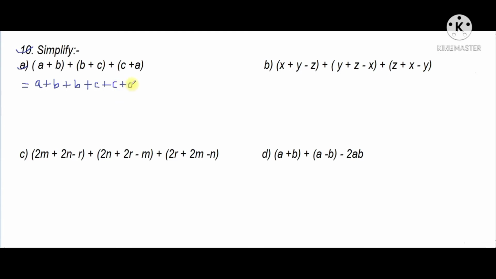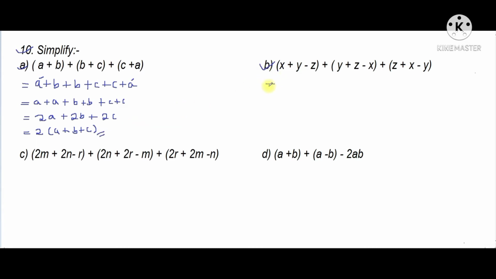So now we'll arrange like terms together, and then we'll add. So here a, how many a's are there? 2 a's, we write together, okay, a plus a. And next b plus b, and then c plus c, okay. So now see how many a's are there? 2 a's, we'll write 2a. And then how many b's? 2 b's, so we'll write 2b, okay. And how many c are there? 2 c, so we'll write 2c, okay. So we'll take the common of 2, because everywhere having what? 2 times a plus b plus c. So this is the answer, okay.